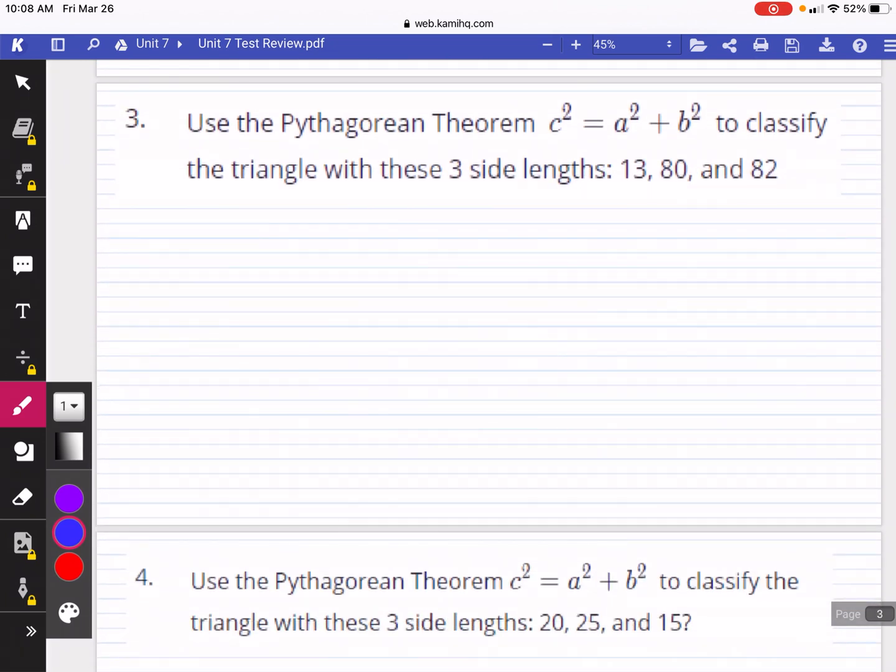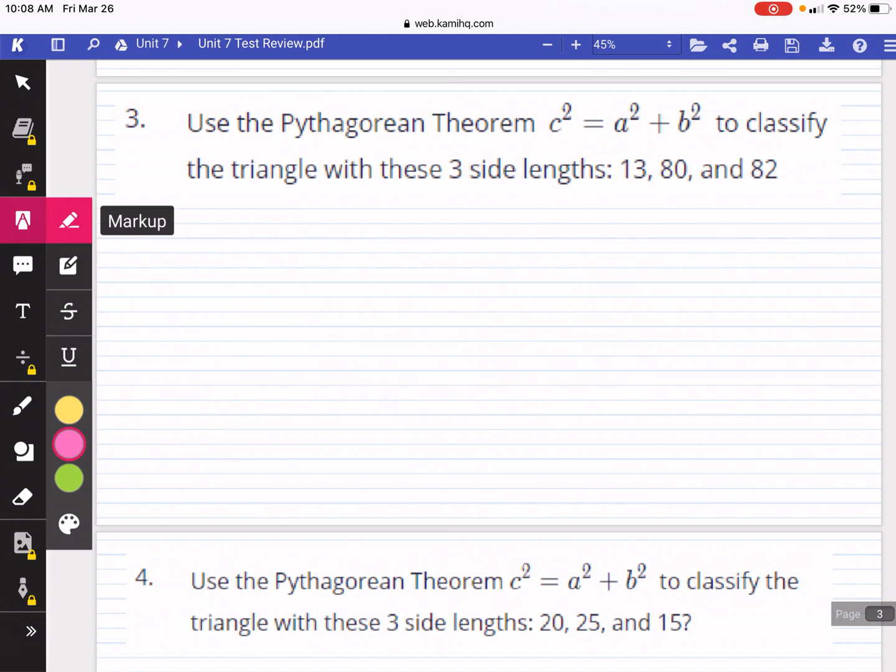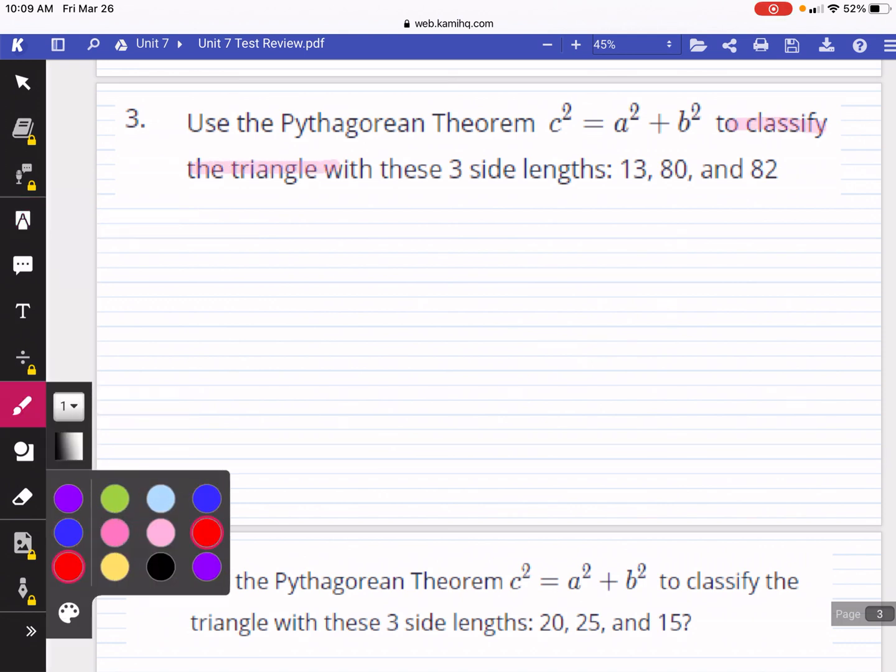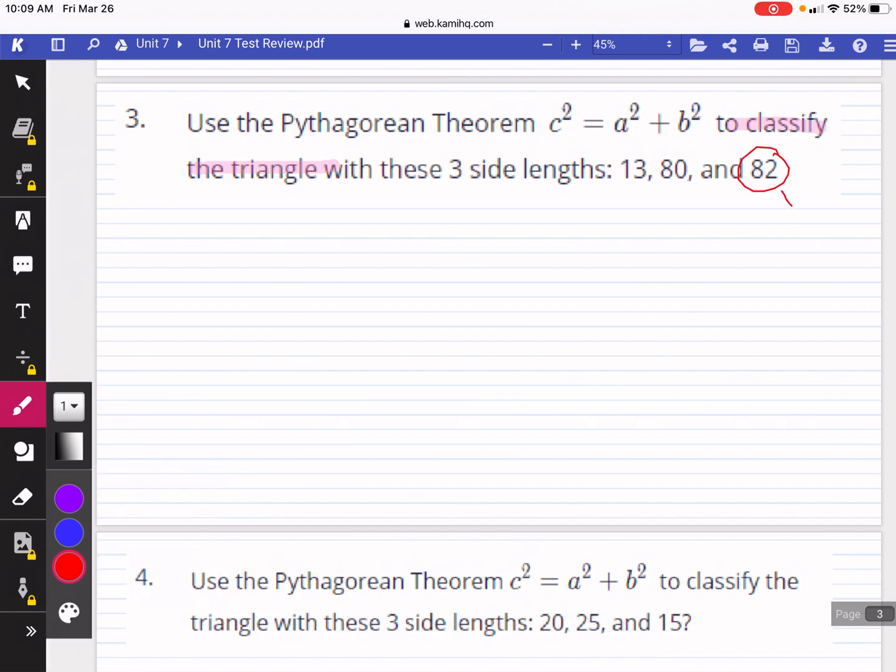This next question, we're going to use the Pythagorean theorem to classify a triangle. So when you're doing this, remember your C needs to be your largest side. So I'm going to plug in. Instead of having A squared plus B squared equals C squared, you put C squared in front. So C squared equals A squared plus B squared. And then A and B can be any two letters. Here, C, though, has to be the largest side.